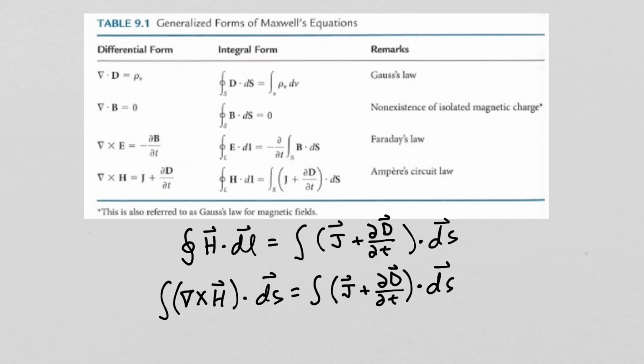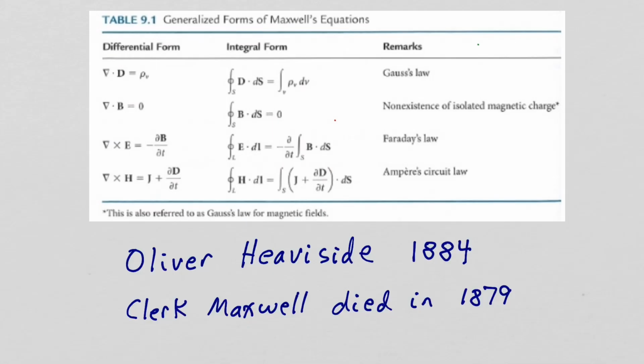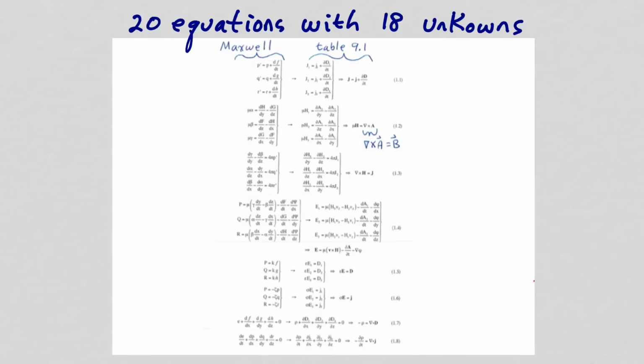Maxwell never saw this set of 4 equations. Maxwell had 20 equations that contained 18 unknowns that he worked with. Those equations are shown on the left here. His equations included the electrical potential and the magnetic vector potential, which we didn't even introduce this semester.